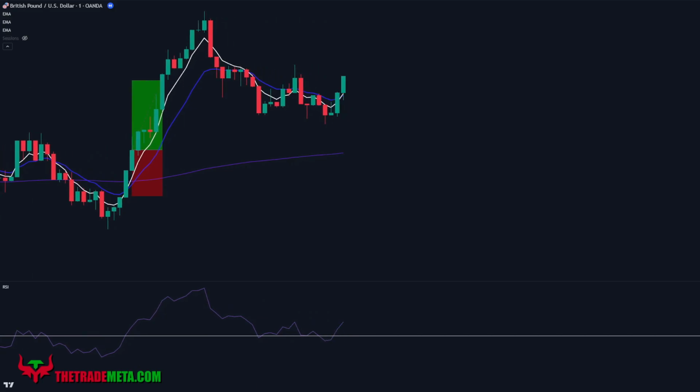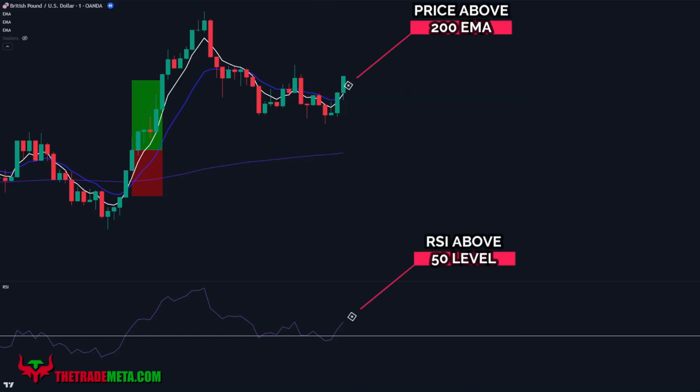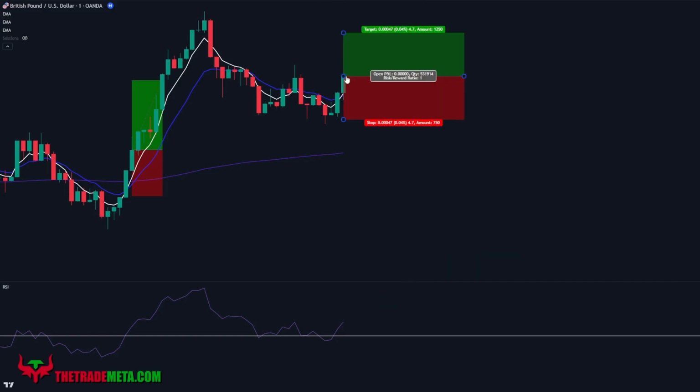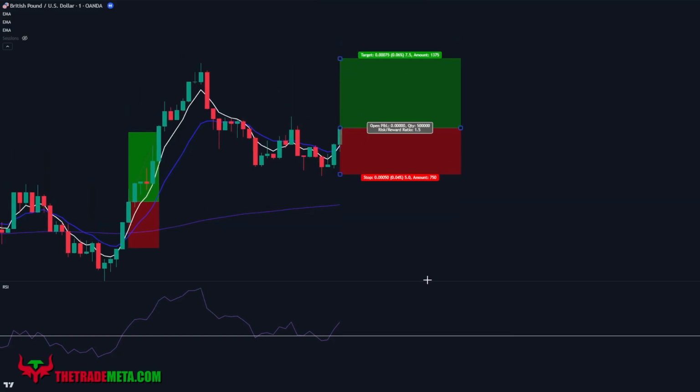Here we have another setup. The 5 EMA crosses the 12 EMA to the upside. And the RSI is above the 50 level. Stop loss a few points below the 12 EMA. And we shoot for 1.5 times our risk.